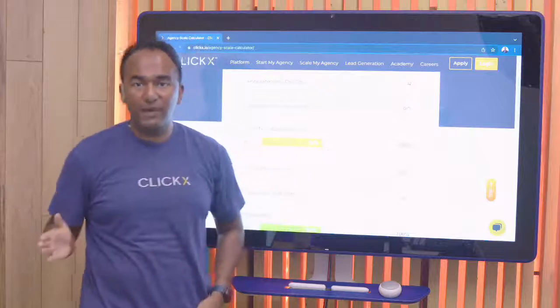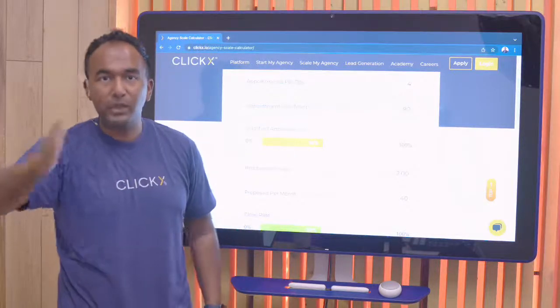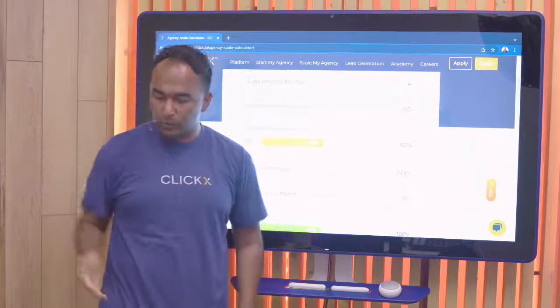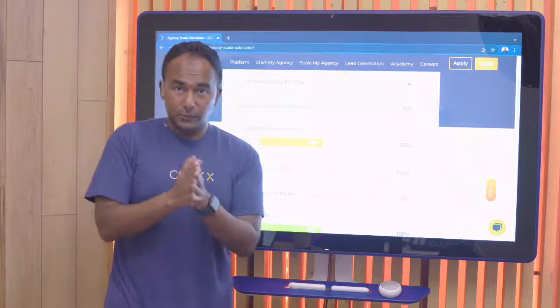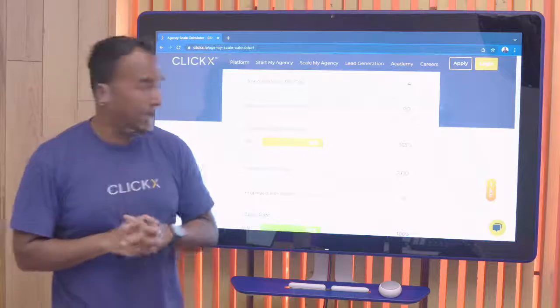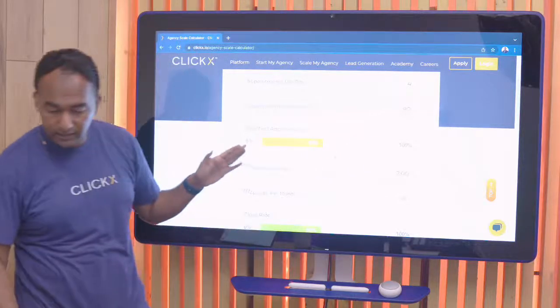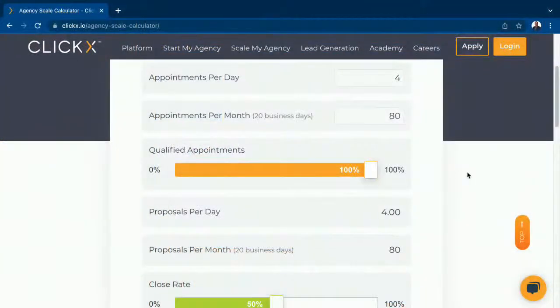Now you want qualified appointments, you don't just want to talk to random people. So we're going to talk about qualification next. Let's say the people that you talk to, 50% of them are qualified. This is a sliding scale. You can say 100% of them are qualified or X percentage. I just put 50% for the sake of this automated agency scaling calculator.